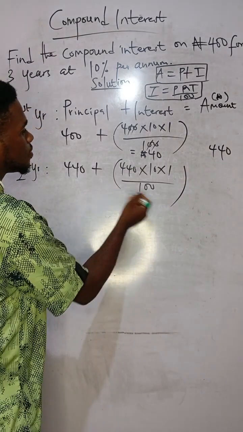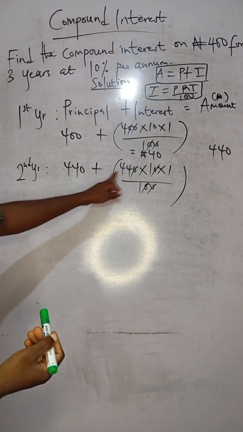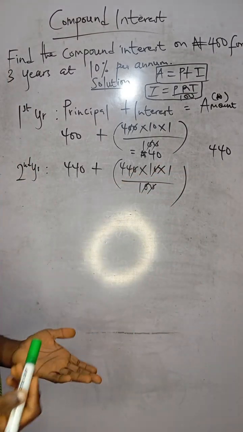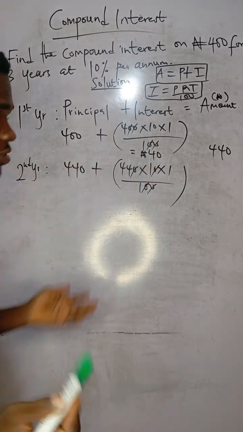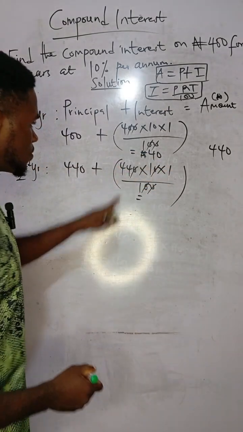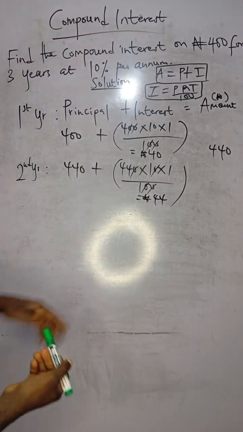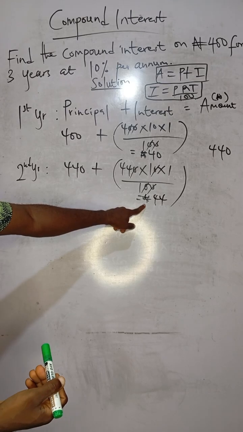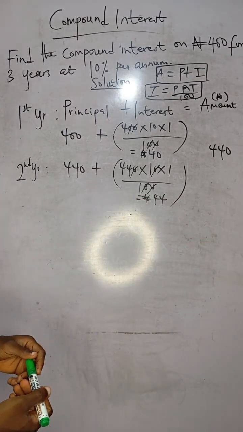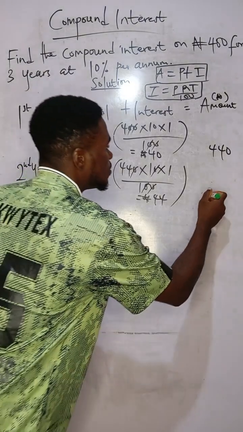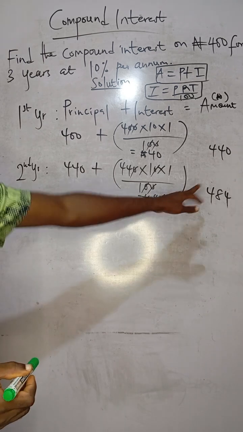So let's get here. 0 will cancel 0 here. 0 can also cancel 0 here. So what is remaining is just 44 in our numerator and 1 in our denominator. 44 times 1 is 44, divided by 1 is still 44. So no need to waste so much time. Just 44 naira is remaining here. So when you add your principal plus this interest, which is going to give you the new amount, 440 plus 44 naira is going to give us 484. We have 484 naira as our new amount.